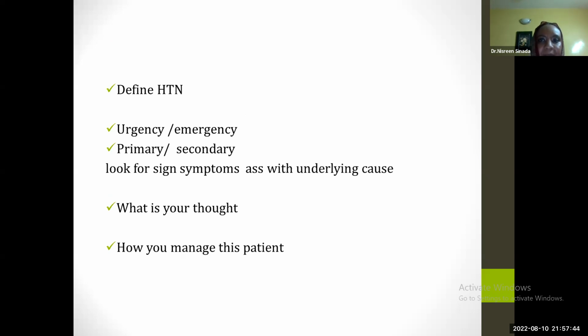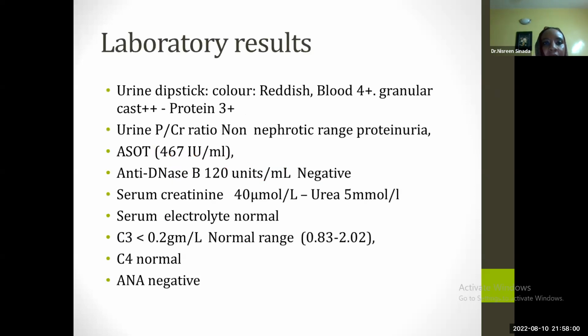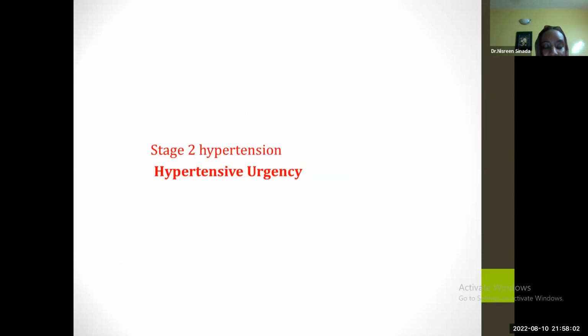Anyone want to volunteer? Okay, so this is stage 2 hypertension, hypertensive urgency, not emergency. So we can start oral antihypertensives because it is not a hypertensive emergency. And at the same time, we can work up the patient.